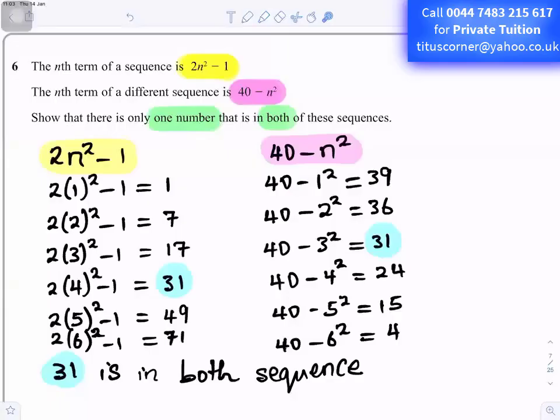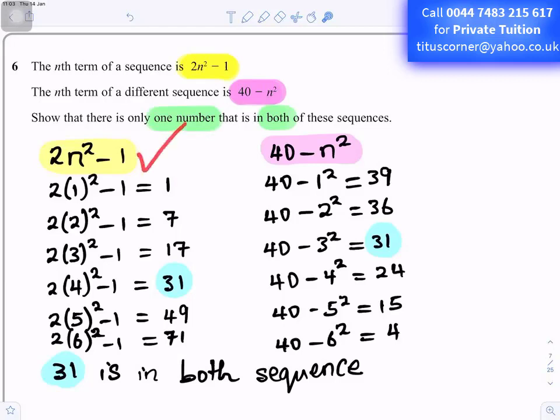Question number 6. The nth term of a sequence is 2n squared minus 1, and the nth term of a different sequence is 40 minus n squared. Show that there is only one number that is in both of these sequences. To show it, we need to work out the terms of the sequences, and we keep doing it until we get a number that is found in both of them.